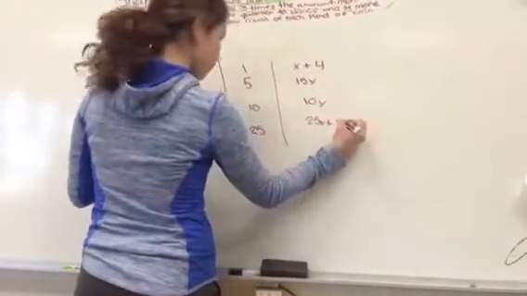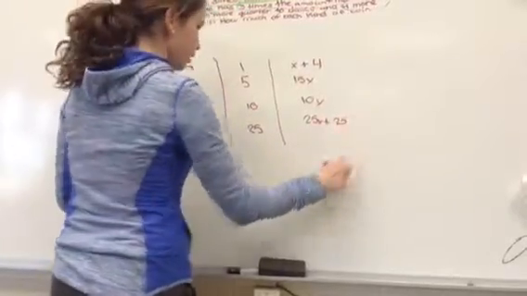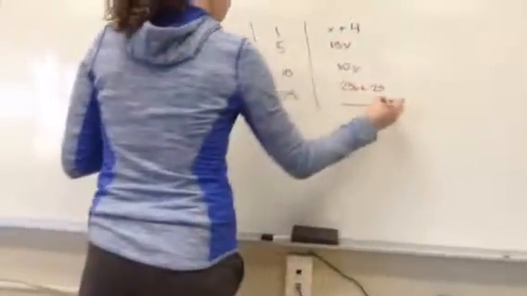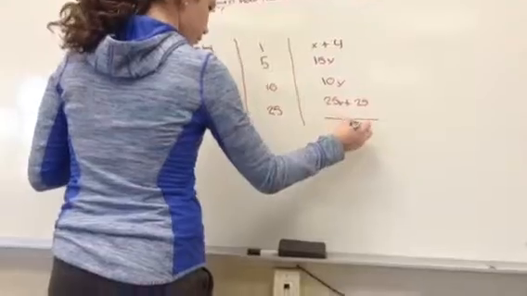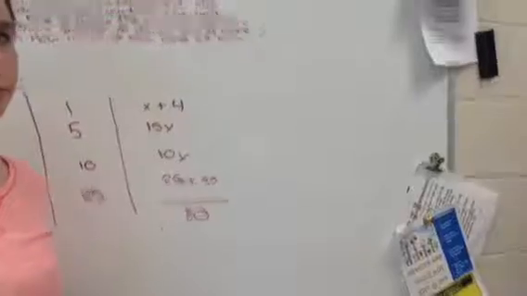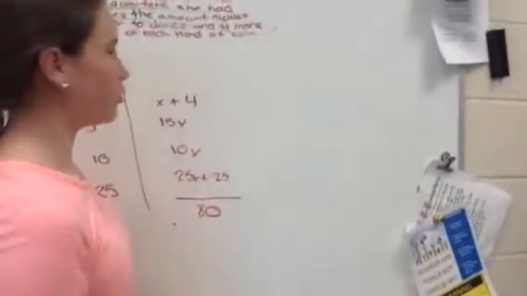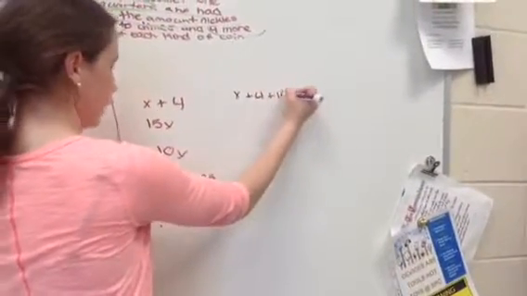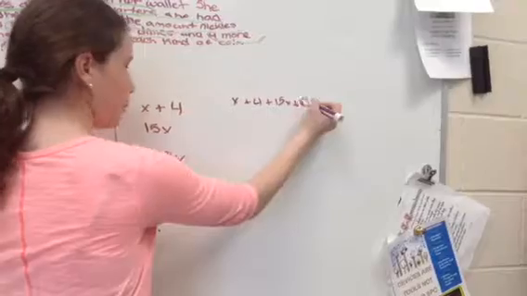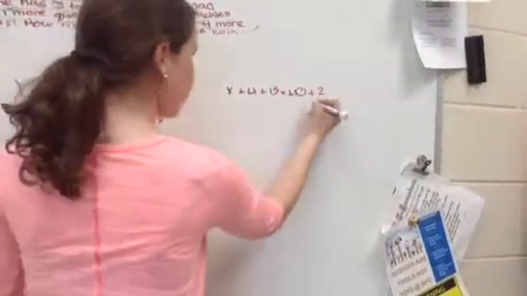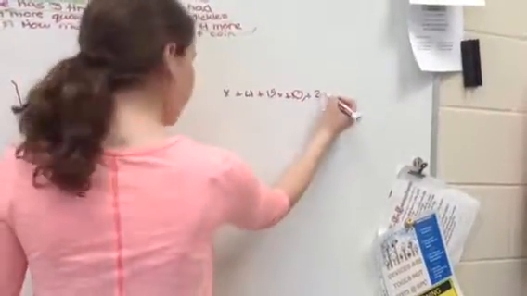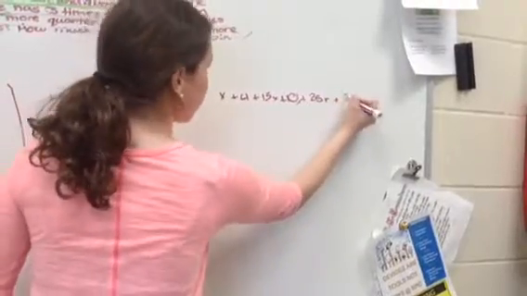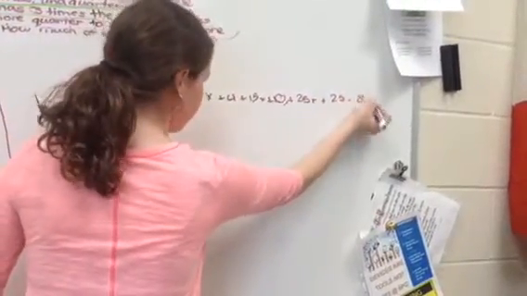Then the question equals 80. Okay, so now we're going to put this equation sideways. So x plus 4 plus 15x plus 10x plus 25x plus 25 equals 80.